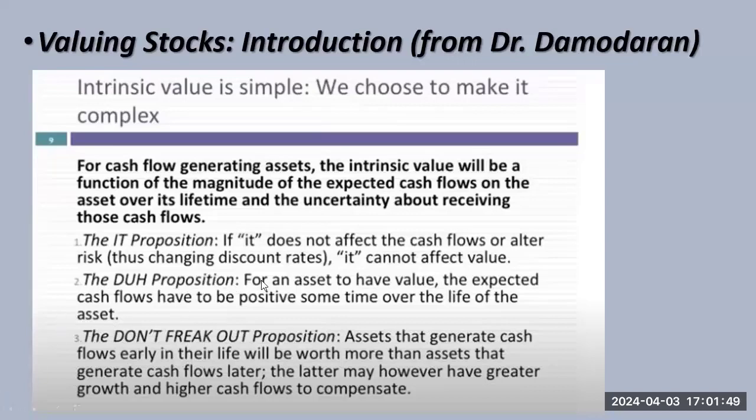The proposition is that for an asset to have value, they expect cash flows to be positive over some period. They can't all be negative. Don't freak out. Assets that generate cash flows early in their life will be worth more than later in life. So you'd rather get the cash flow today than 50 years from now. That's kind of obvious. That's the big thing with AI. Right now, who's making money on AI? Well, it's the people that are selling AI. But the people buying AI haven't figured out how to make money off of it. So NVIDIA is going to sell AI chips to Walmart, but Walmart hasn't figured out how to make money on AI. Eventually, Walmart's going to have to make money off AI for it to make sense.